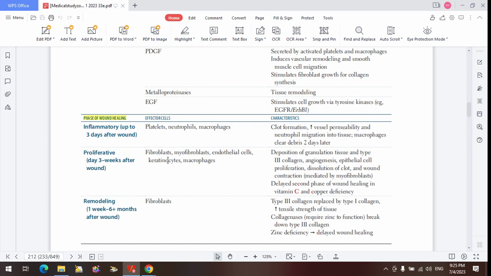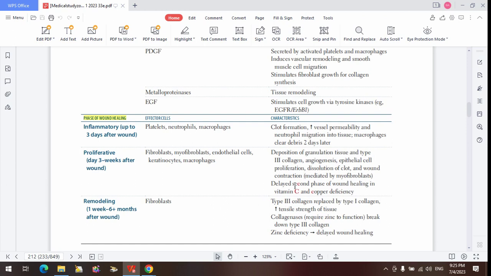Then the macrophage will also help remove all the cellular debris that is remaining, like the clot and other white blood cells that are necrotic tissue contaminating those areas. Now, the elements that we require here include vitamin C and copper. Why? Because it is at this stage that we are depositing granulation tissue and type 3 collagen. And to form type 3 collagen, we need vitamin C.